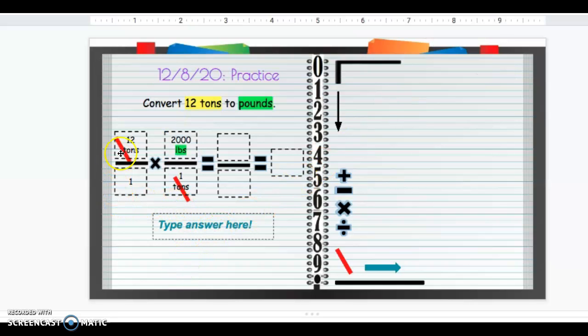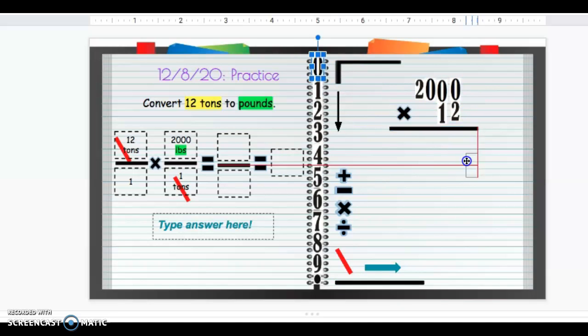Now I have to sit here and go, okay, 12 times 2,000 to get my answer here. So we'll multiply that out. There's my 2,000, and then we're going to times it by 12. So we do 2 times 0 is 0, 2 times 0 is 0, 2 times 0 is 0, and 2 times 2 is 4.